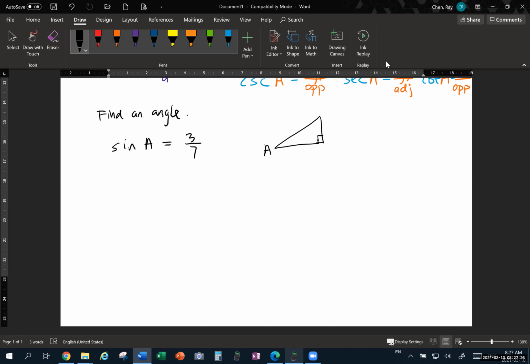So what am I going to do with the 3 and the 7? Put the 3 over there because that's the opposite side, and 7 is the hypotenuse. Right? So how do I find angle A?